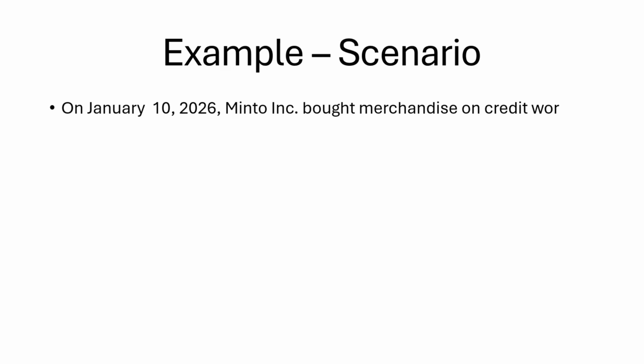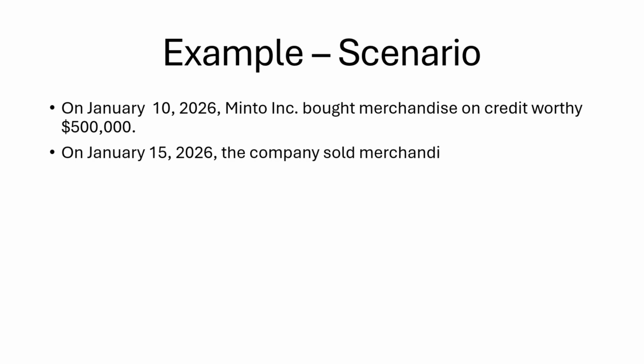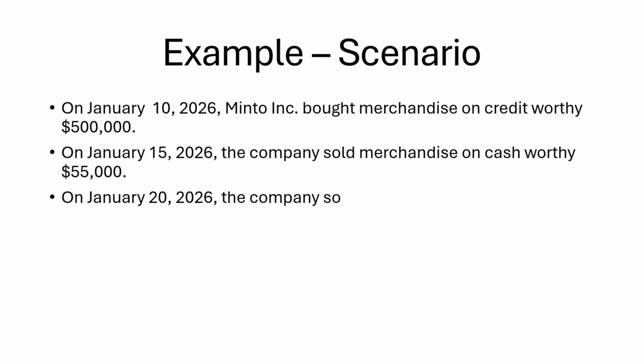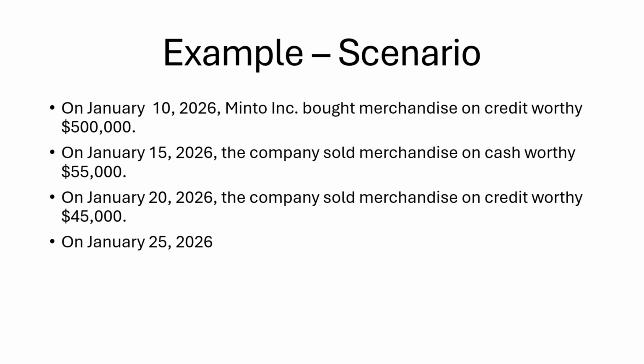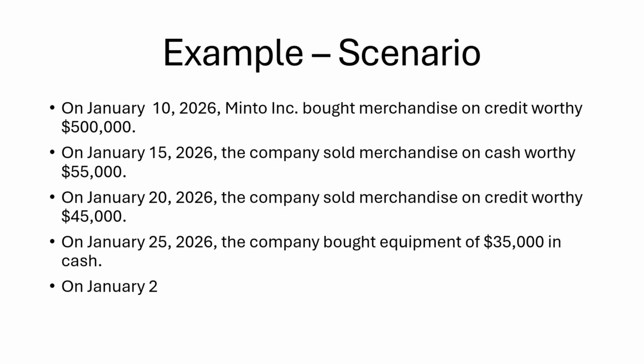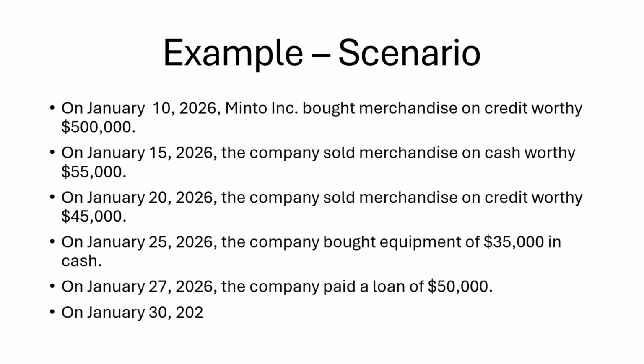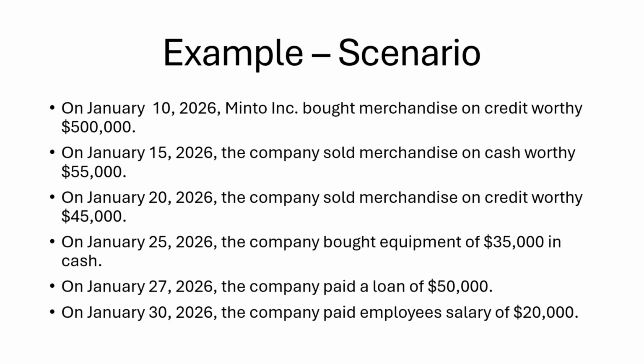Let us look at a scenario such that we can understand what we have talked about. Let's say we have Minto IMC, and on January 10, it bought goods worth 500,000. On January 15, it sold goods worth 55,000. On January 20th, it sold merchandise on credit for 45,000. On the 25th, the company bought equipment worth 35,000 in cash. On January 27th, the company paid a loan worth 50,000. And lastly, on the 30th, the company paid employee salary of $20,000.